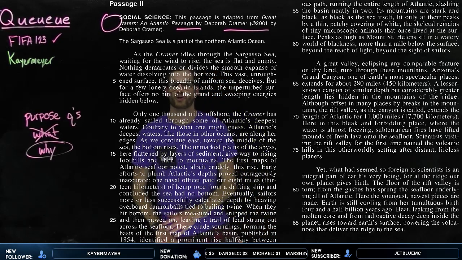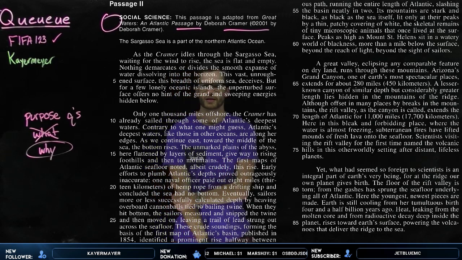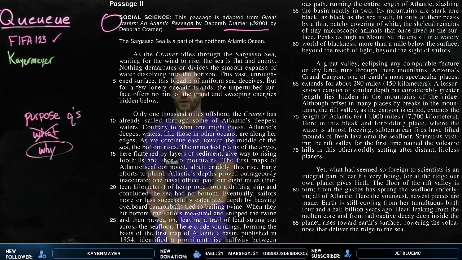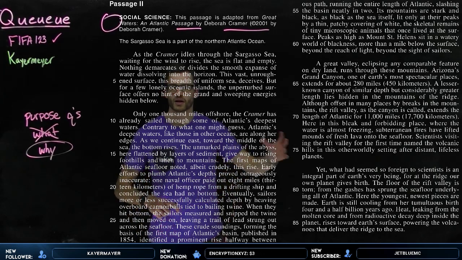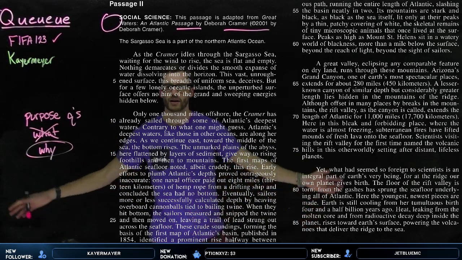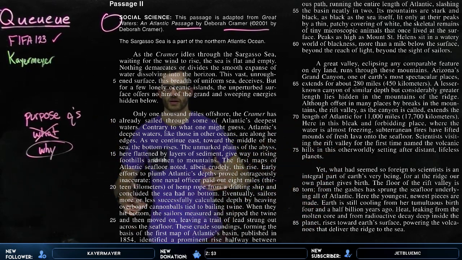Yet what had seemed foreign to scientists is an integral part of Earth's very being. For at the ridge, our own planet gives birth. The floor of the Rift Valley is torn. So there are these big gashes. Here, the youngest, newest pieces of Earth are made. Great. Heat leaking up from the molten yada, yada, yada, powering the volcanoes that deliver the ridge to the sea. Great. So this is how Earth is created.